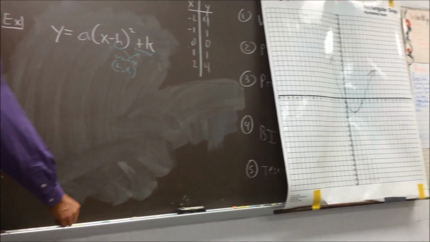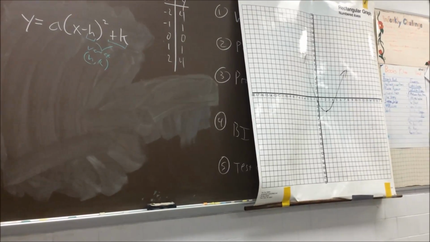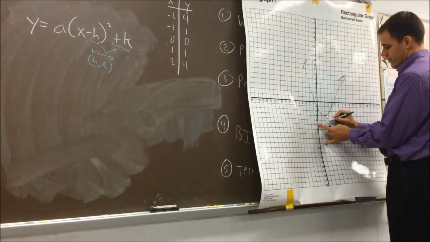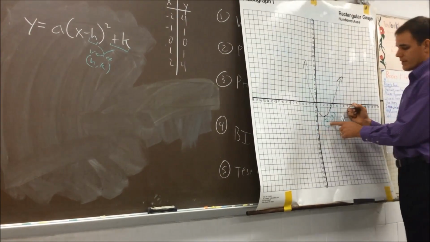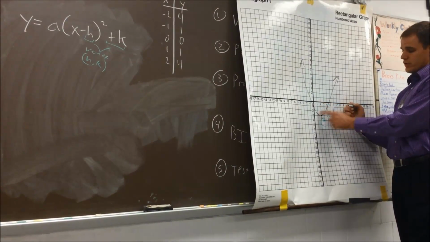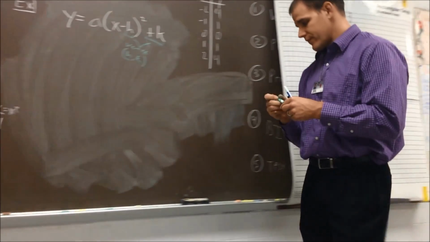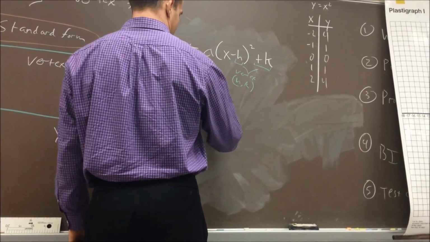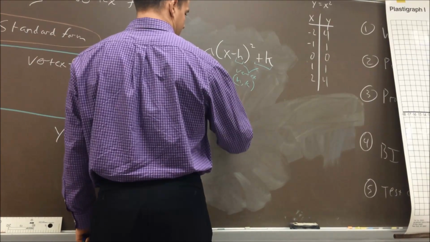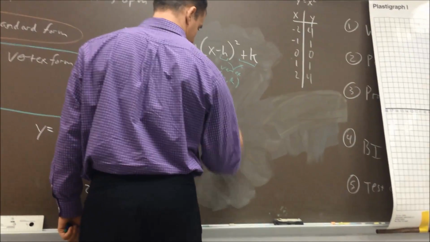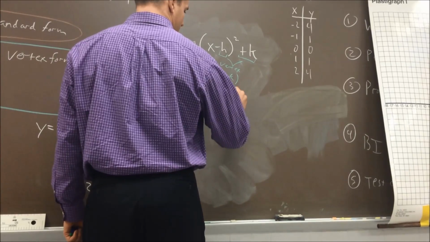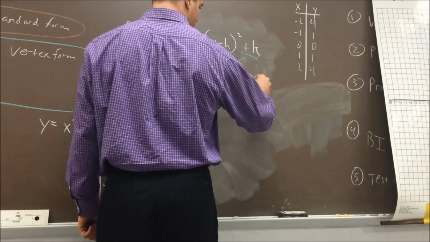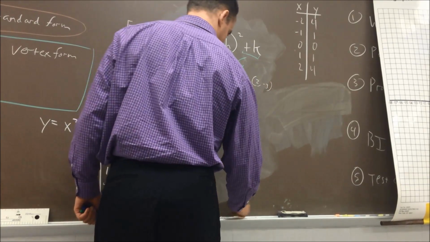What are the coordinates of the vertex on my graph there? Shout it out. 2, -3. Right there. 2, -3. Or 2 down 3. That's my vertex. So I come over here. Y is equal to A times x minus 2 squared plus 3. Sorry, minus 3. I fixed it.